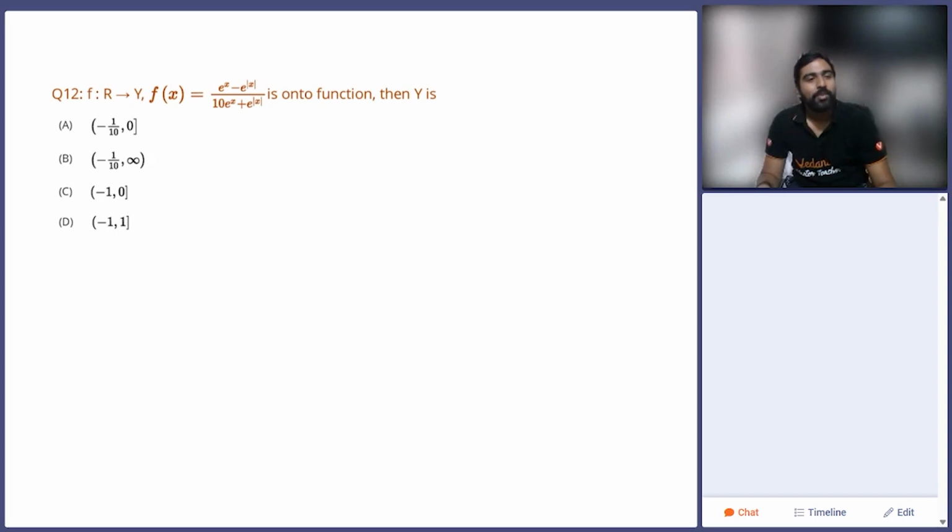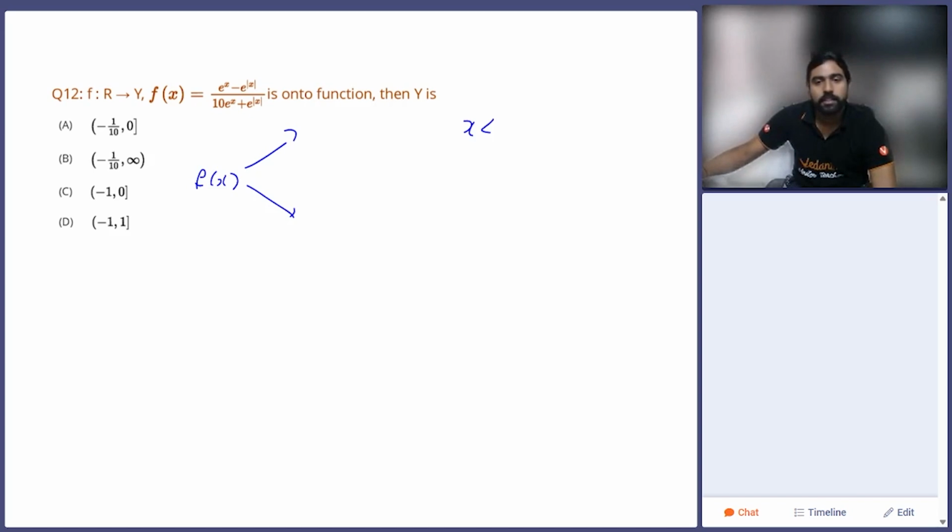Let's move on. What do we have over here? We have a function (e^x - e^|x|) / (10e^x + e^|x|), and basically we need to get the range of this function. It's an onto function, so codomain and range will be equal. Indirectly they're asking us to get the range. Very well, let's break this function.